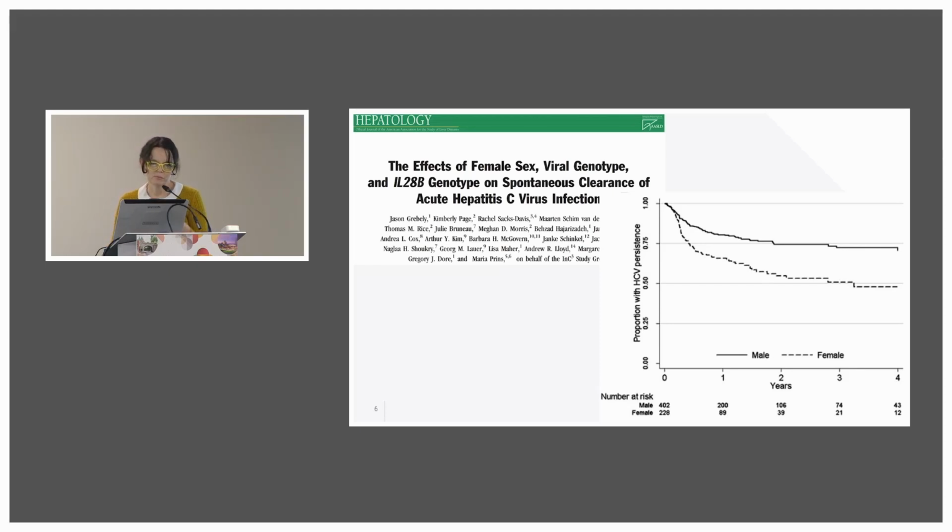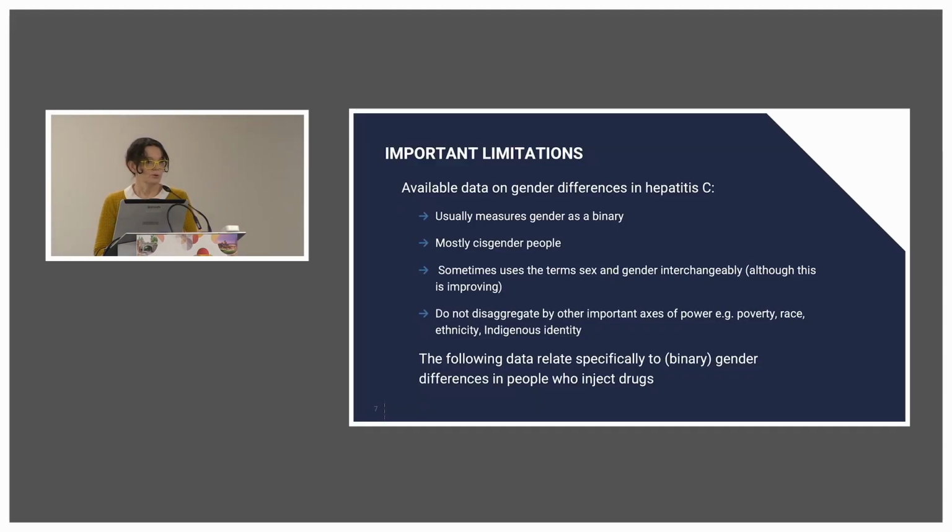So firstly, there is that very well-known sex difference, which is obviously not specific to people who inject drugs. Well-known sex difference of spontaneous clearance of the virus. So 20 to 25% of people exposed to hepatitis C will clear the infection without treatment, but this proportion is higher in people of female sex than male sex. And the mechanisms behind this are not fully explained, but generally it's related to sex differences in immunological functioning, inflammation responses and hormones.